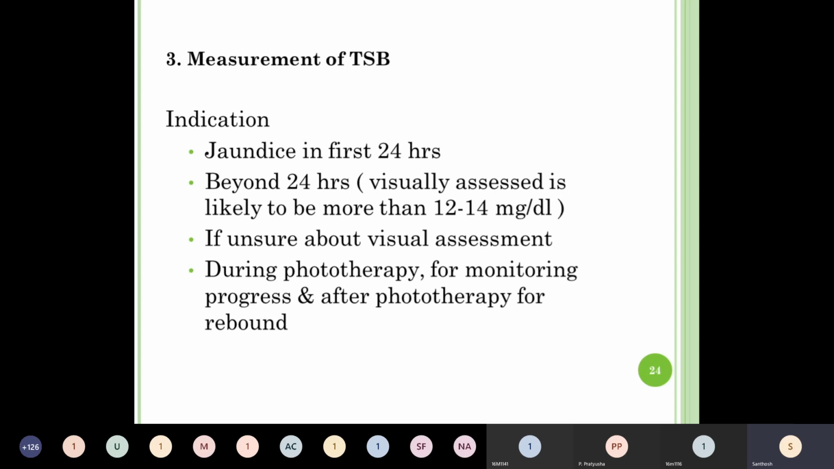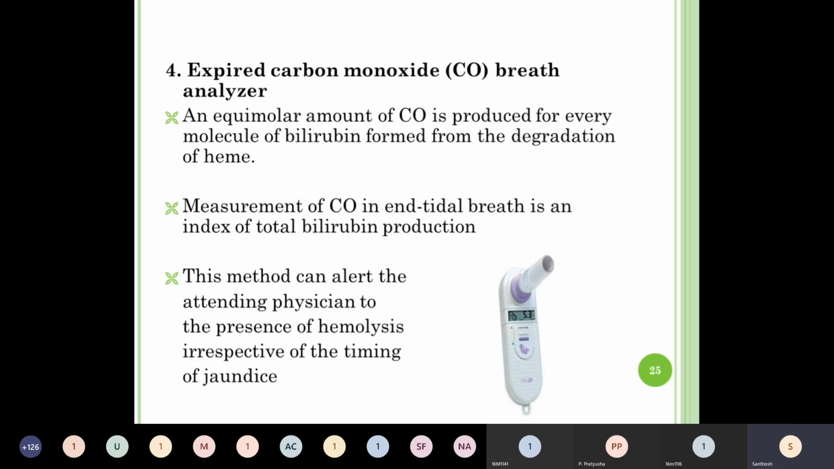Because after 12 milligrams per deciliter, your visual assessment is not enough. You need to have blood levels of serum bilirubin. Then during phototherapy, what happens? The skin gets bleached, so your visual assessment is not helpful in such cases. So during or after phototherapy, you should check for rebound jaundice. So you should do serum bilirubin levels. There the physical assessment is not helpful.